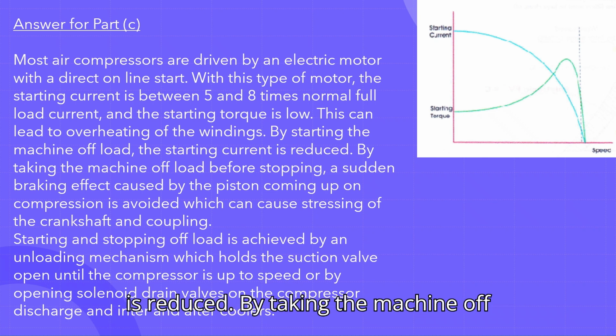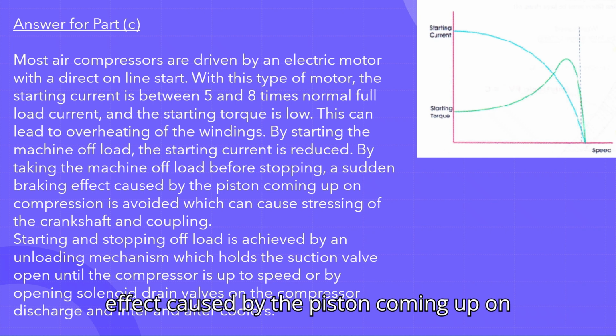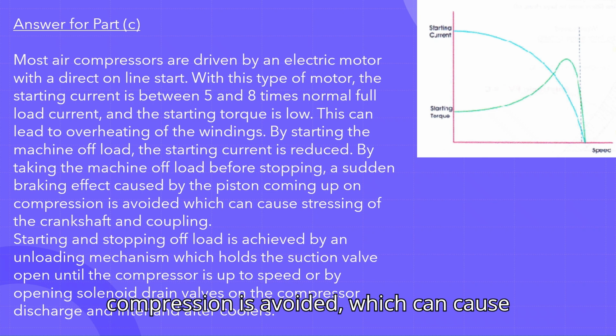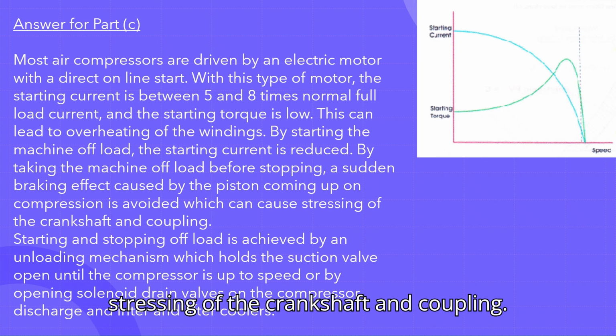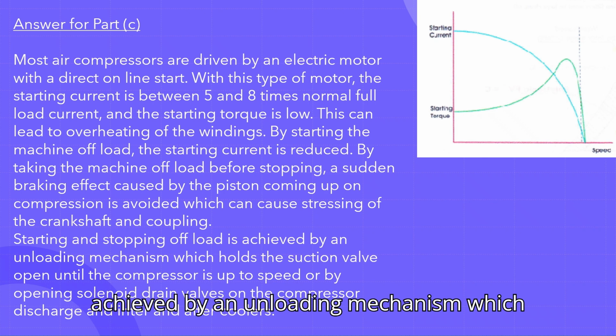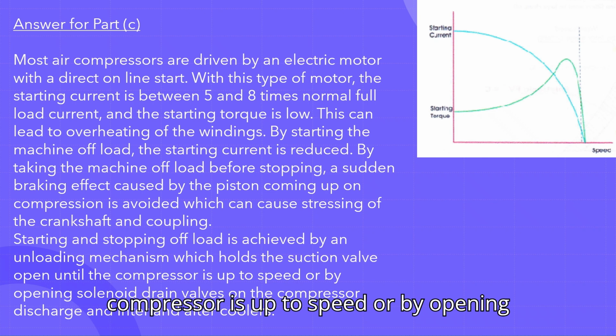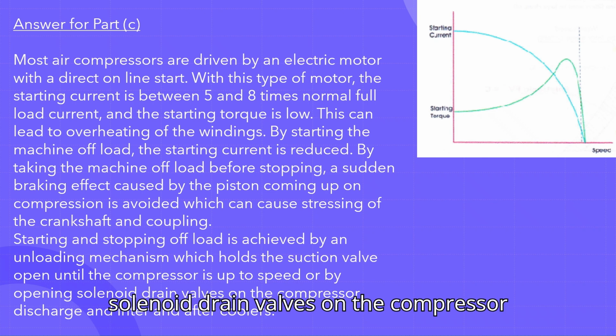By taking the machine off load before stopping, a sudden braking effect caused by the piston coming up on compression is avoided, which can cause stressing of the crankshaft and coupling. Starting and stopping off load is achieved by an unloading mechanism which holds the suction valve open until the compressor is up to speed, or by opening solenoid drain valves on the compressor discharge and inter and after coolers.